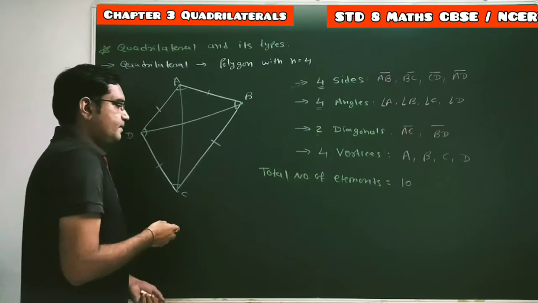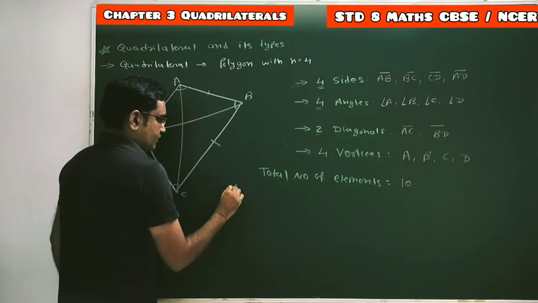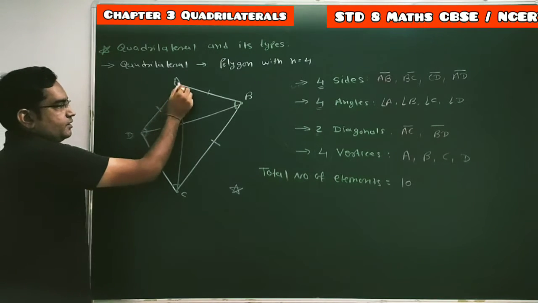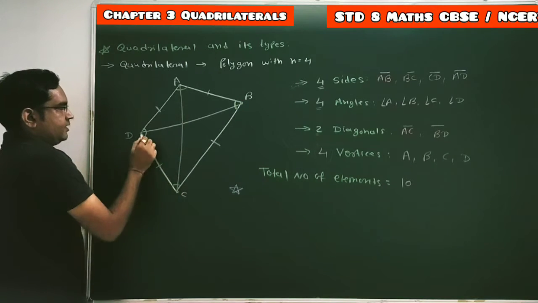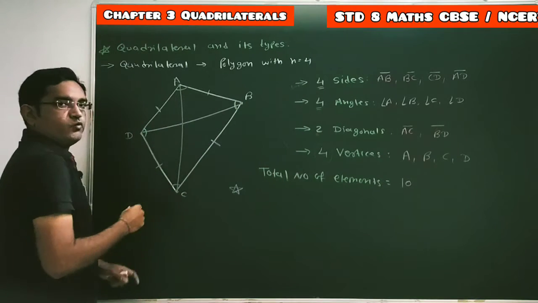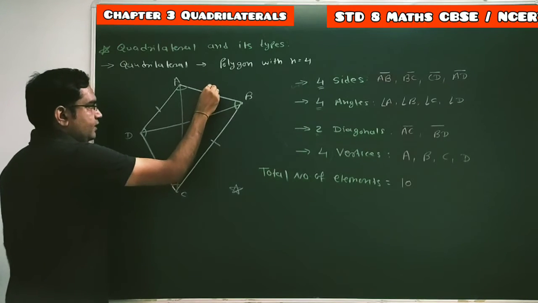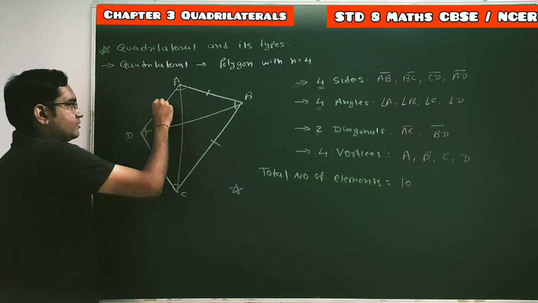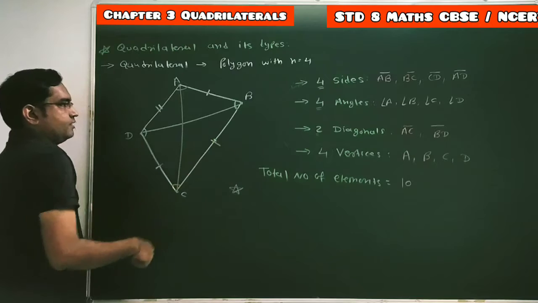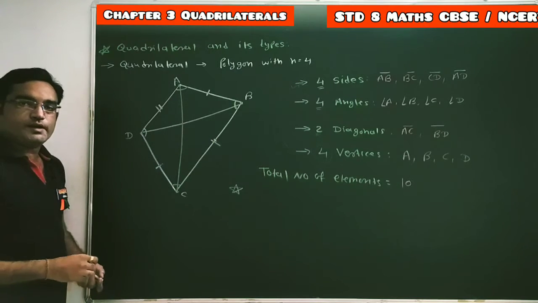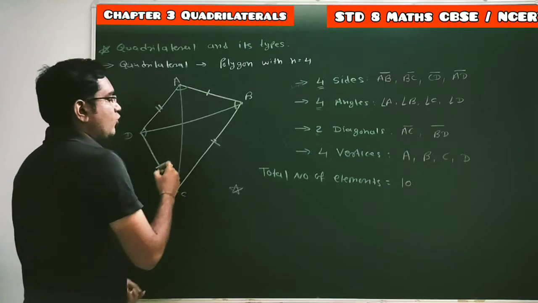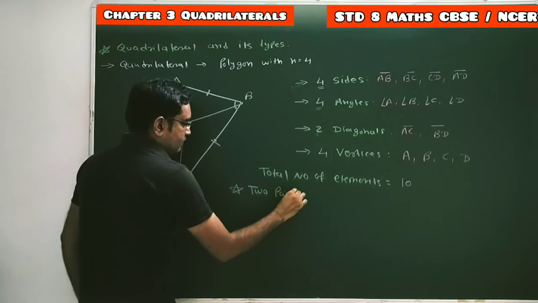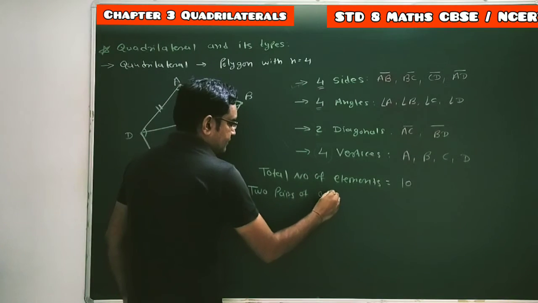Now next is sides. If we consider the 4 sides of this quadrilateral, side AB, side BC, side CD and side AD, then out of these 4 sides, side AB and side CD are a pair of opposite sides, and side AD and side BC are also a pair of opposite sides. So in a quadrilateral, two pairs of opposite sides are there.